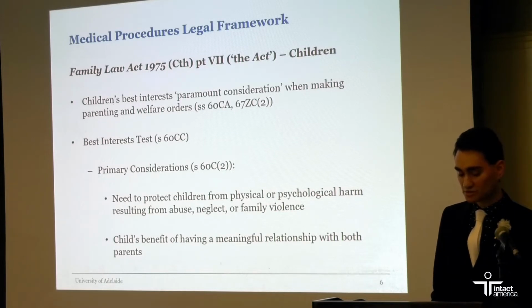In deciding whether to make a parenting or welfare order in relation to a child, the court must regard the best interests of the child as the paramount consideration. The court determines best interests based on two tiers of factors known in the legislation as primary and additional considerations. The two primary considerations are the need to protect children from physical or psychological harm resulting from abuse, neglect, or family violence, and the child's benefit of having a meaningful relationship with both parents.